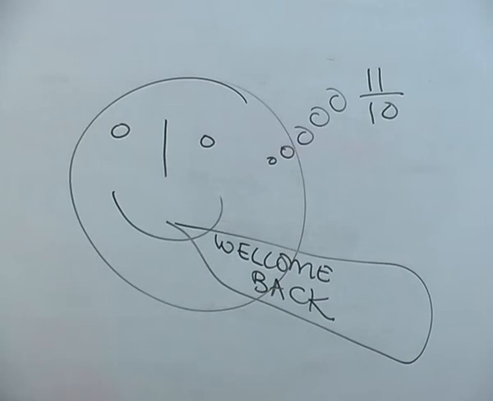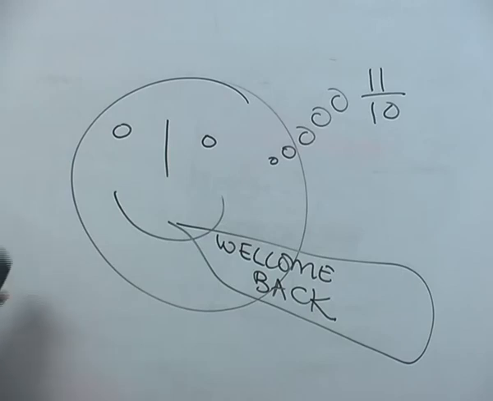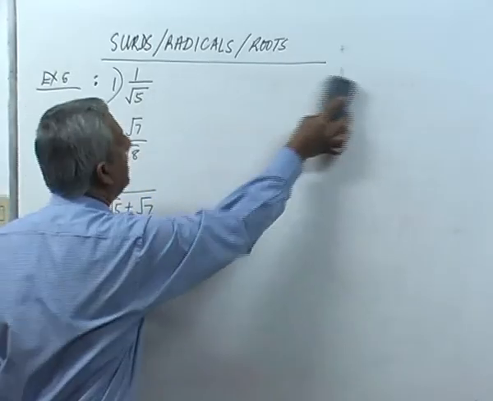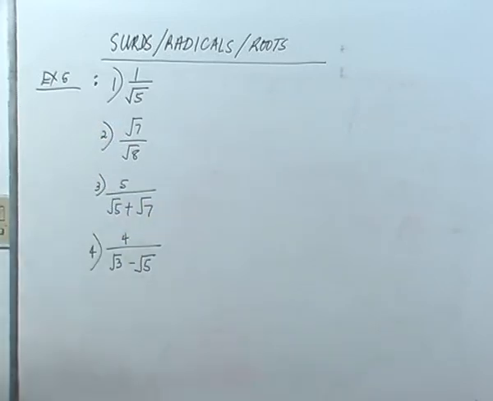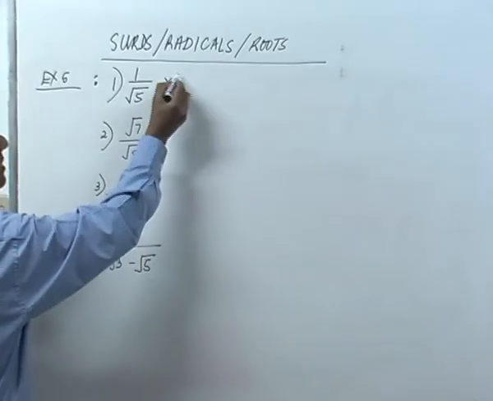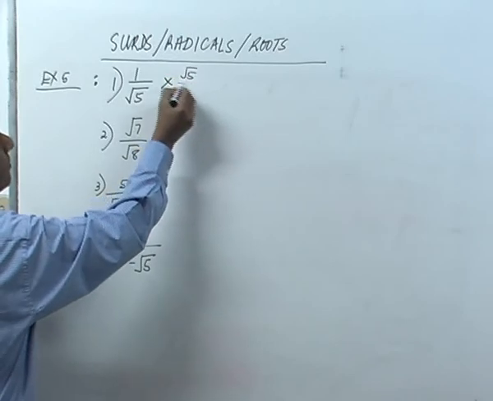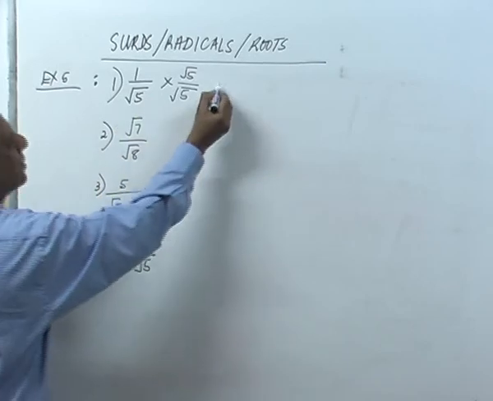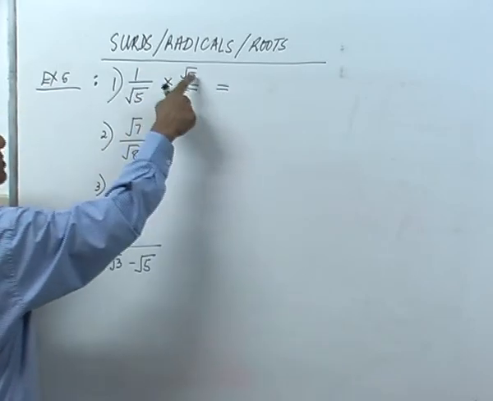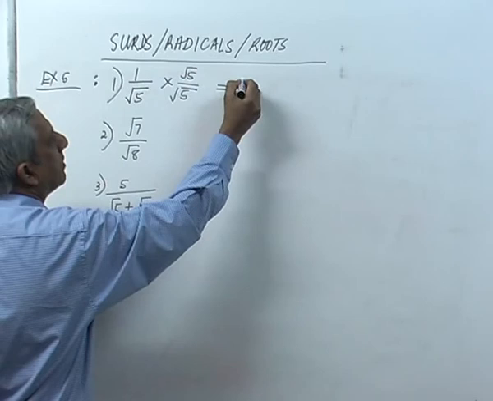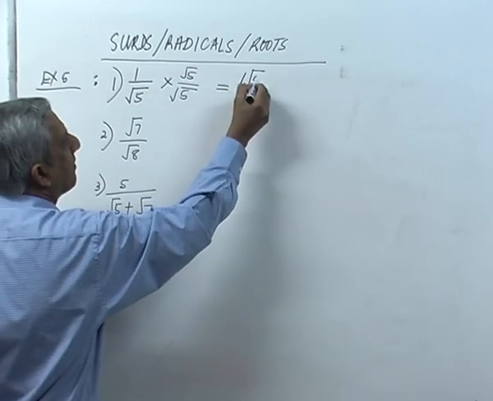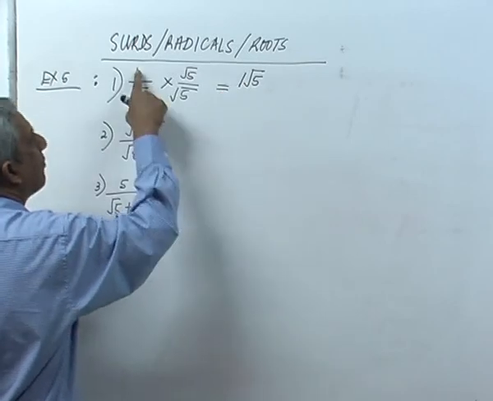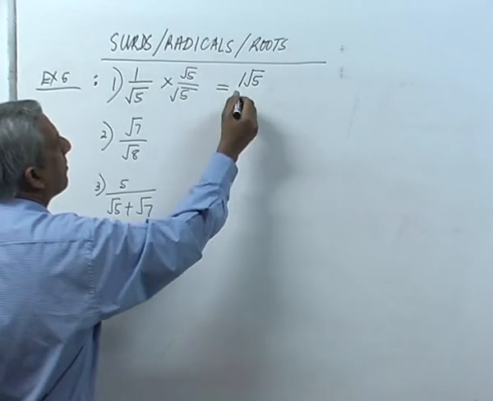Yes, welcome back. And if you're scoring 11 out of 10, it's very good. Right, let's do number 1. Number 1 is straightforward. You're going to multiply by square root of 5 over square root of 5. And so the numerator will become 1 times square root of 5, which is 1 root 5. Well, actually, there's no need for me to write the 1, too. But anyway, I'll write it down.